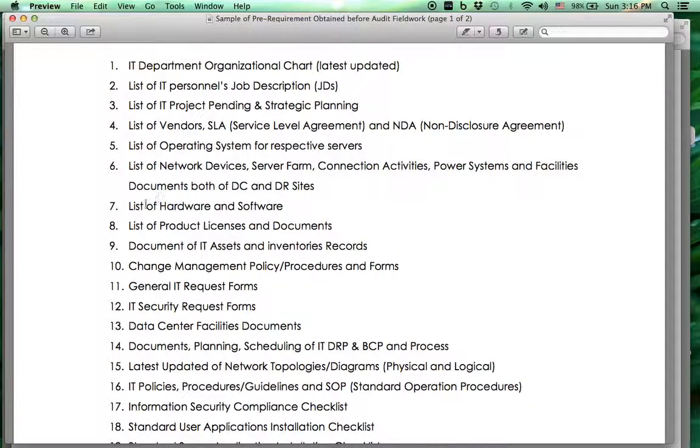And number 7, you need to obtain the list of hardware and software. This is similar to the IT fixed asset or inventory. Number 8, list of product licenses and documentation. So this is very important.